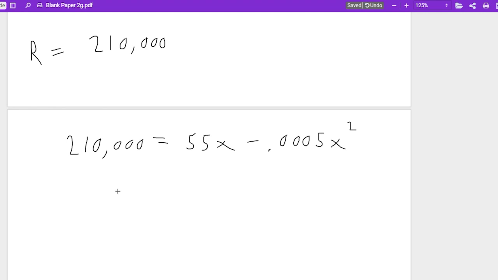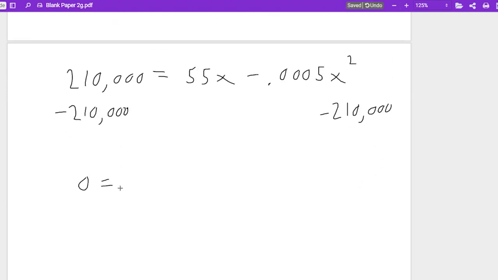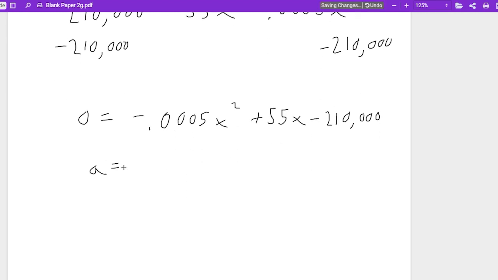Once again, we're definitely going to need quadratic formula here, but first we need to set this equal to 0. So I'm going to subtract 210,000 from both sides, and I'm also going to skip a step and just write it in the order we're used to seeing it. In other words, I'm going to say 0 equals, put the x squared first, negative 0.0005x squared plus 55x minus 210,000. And now I have my a, b, and c. A is negative 0.0005, b is positive 55, and c is negative 210,000, which is a really big number.